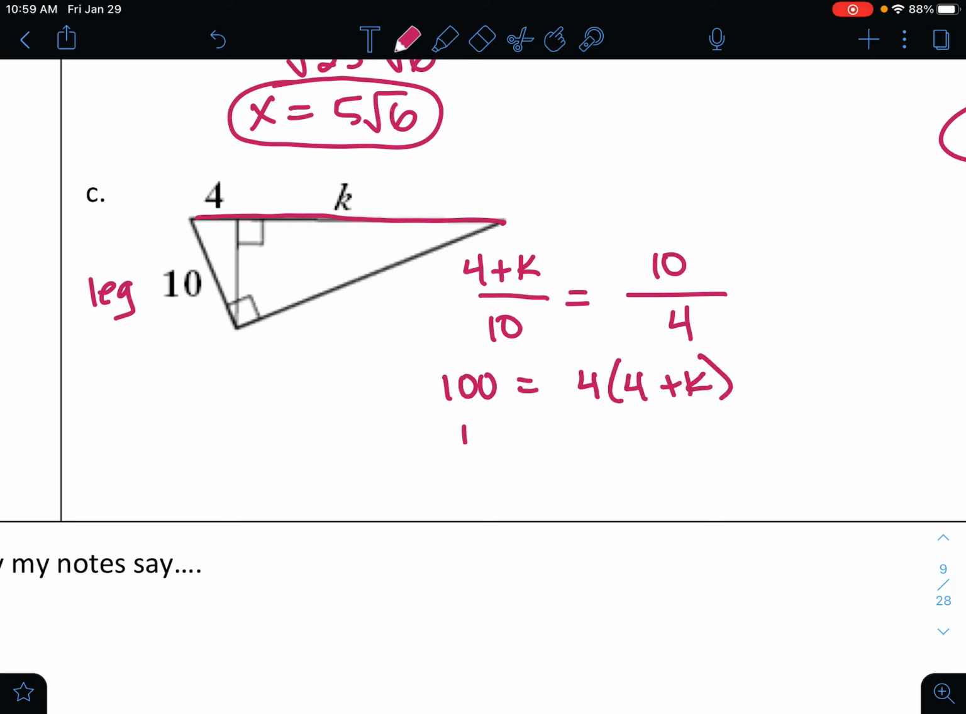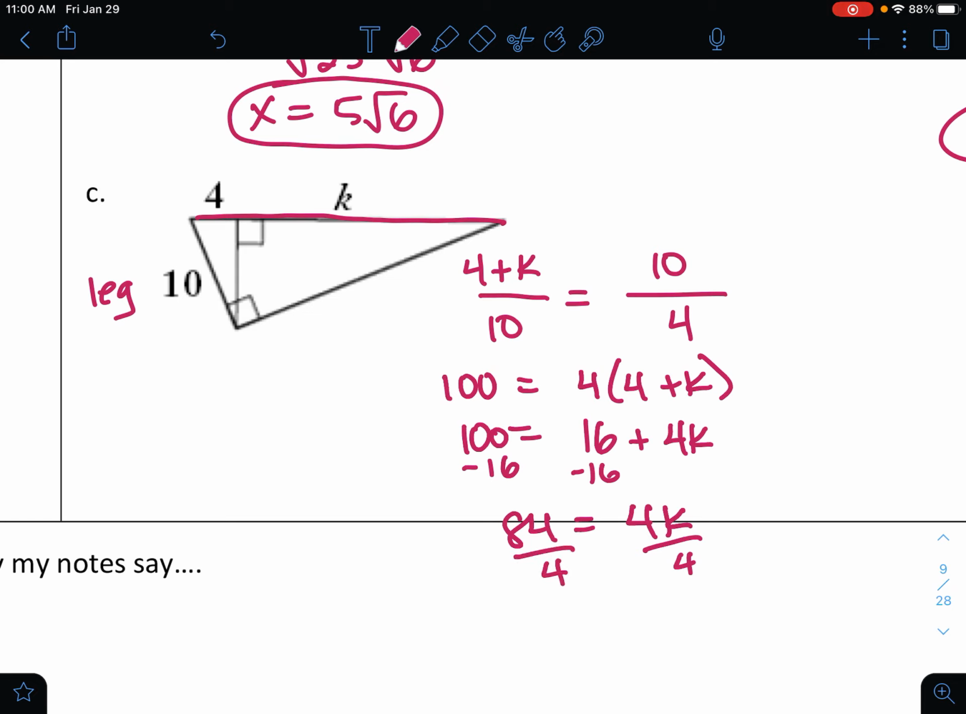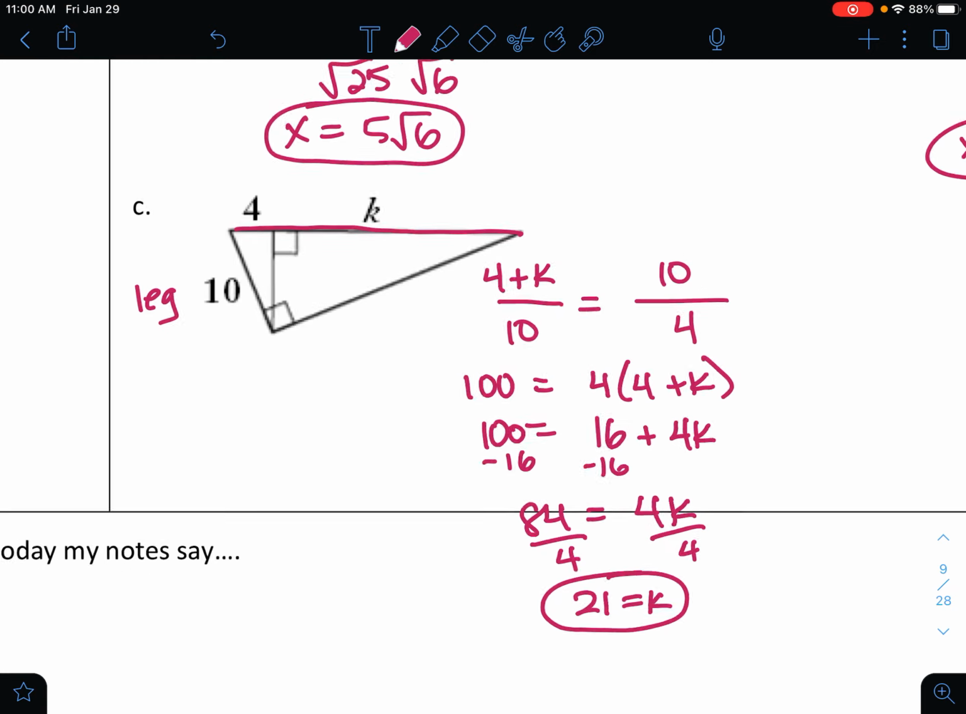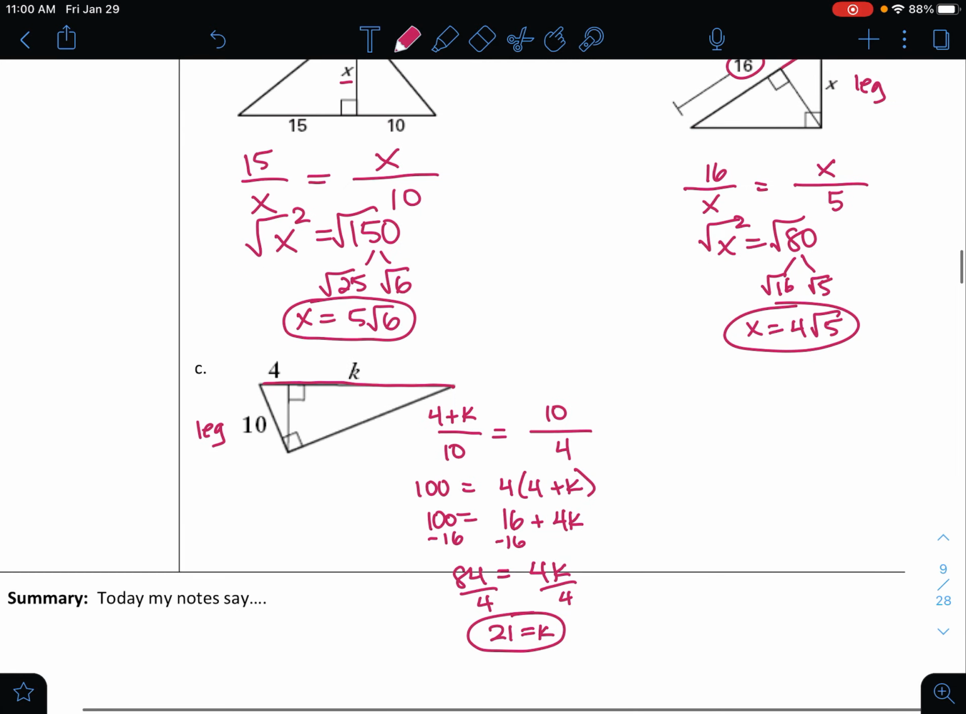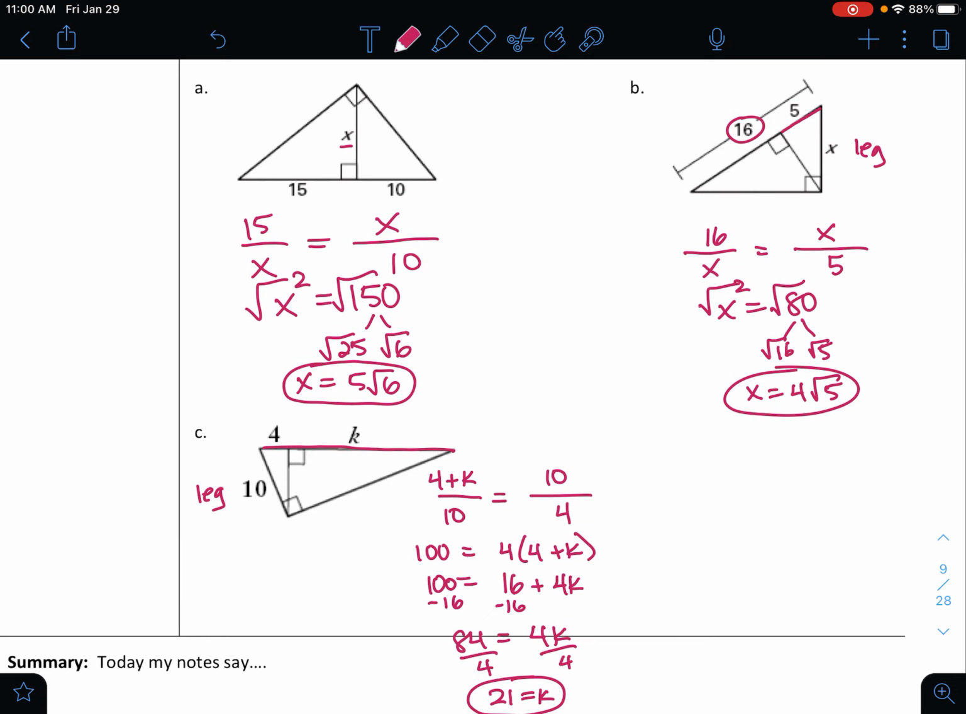So 10 times 10 is 100, and then I'm going to have to do 4 times 4 plus k. So 100 equals 16 plus 4k. Take away your 16, so that gives me 84 equals 4k, and then divide. 84 divided by 4 is 21, and I don't need to simplify anything further. It's not a radical, and so that's my solution.